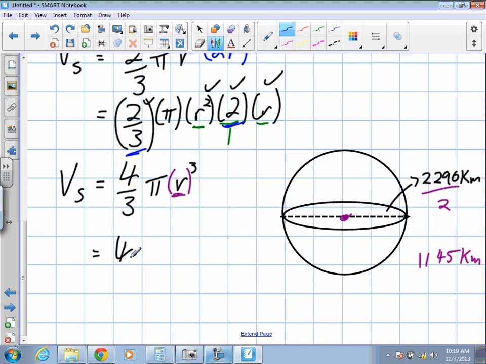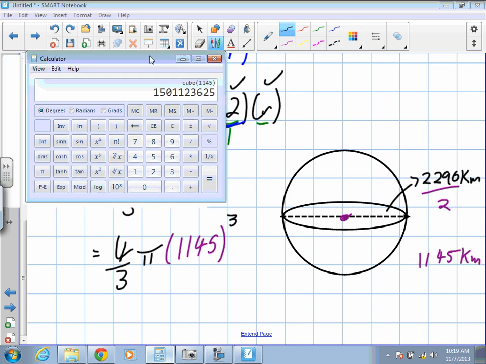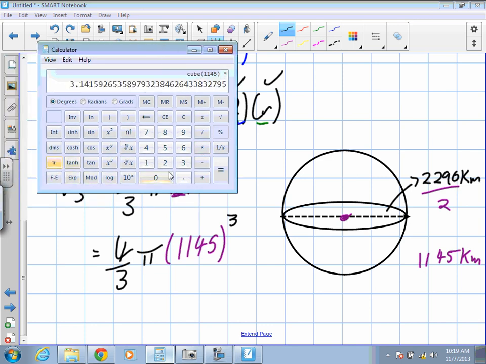That would be 4 over 3 times pi multiplied by 1,145 cubed. So, we'll do that part first in our calculator. 1,145. I have cubed right here. Many of your calculators will have that. So this is multiplying that number times itself 3 times. Pretty large. I'm then going to multiply by pi. And then again, I'm going to multiply by 4 over 3. So I'll put this in brackets. 4 divided by 3, end bracket, is equal to.